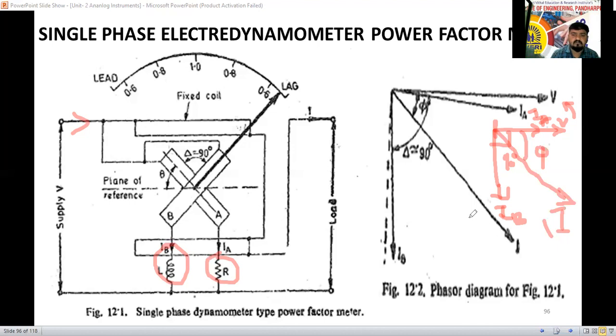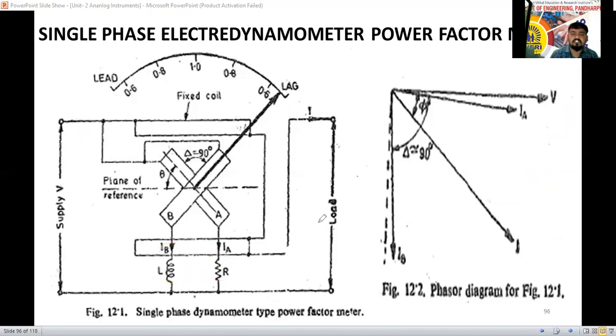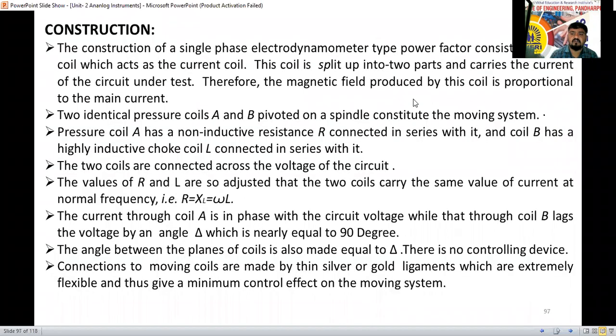Is it clear? So one by one, we have drawn here now. This is the construction I told, the construction of this single phase dynamometer type power factor meter and its phasor diagram. How to construct the phasor diagram and all the things here now. Same thing I have written here: construction of the single phase electrodynamometer power factor meter.